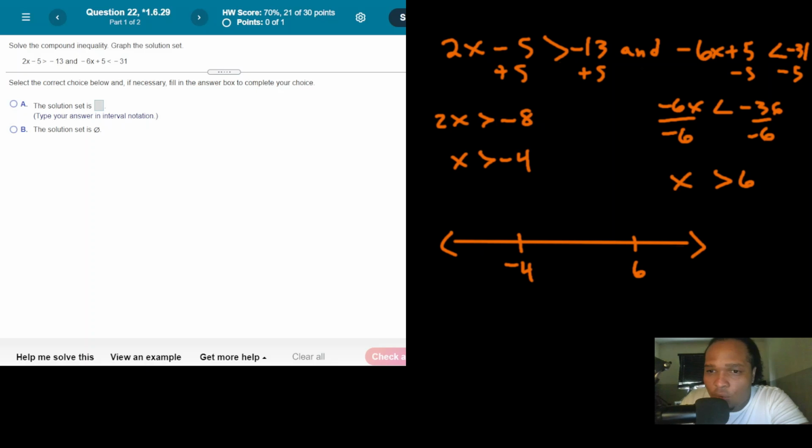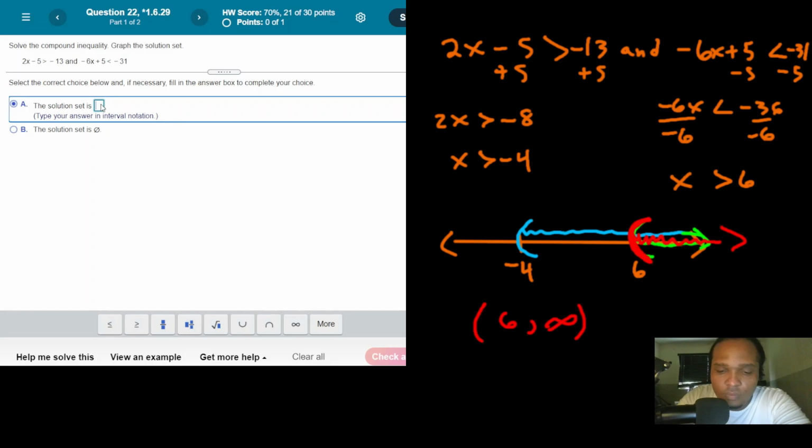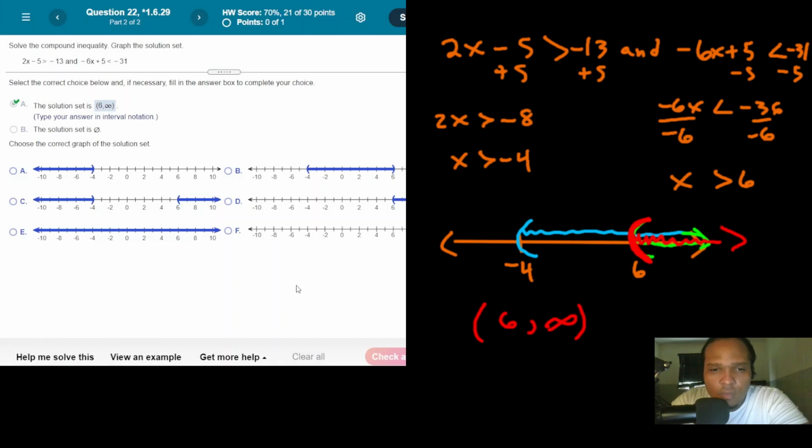X is greater than negative 4. Go ahead and put your parentheses and shade greater than negative 4. X is also greater than 6. Put another parentheses and shade greater than 6. They're both going in that direction. This is an "and" problem, so you want where they both intersect. They start to intersect right here from 6 on out. So this is from 6 all the way to infinity. That's our solution. With the parentheses, yes. All right.